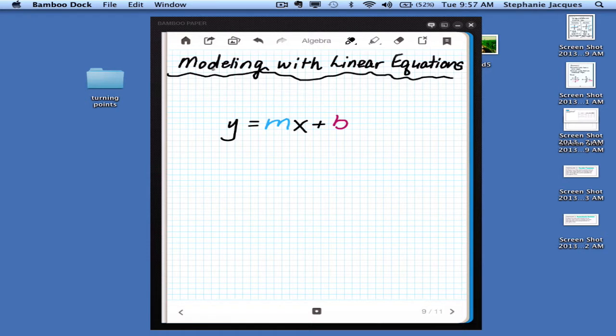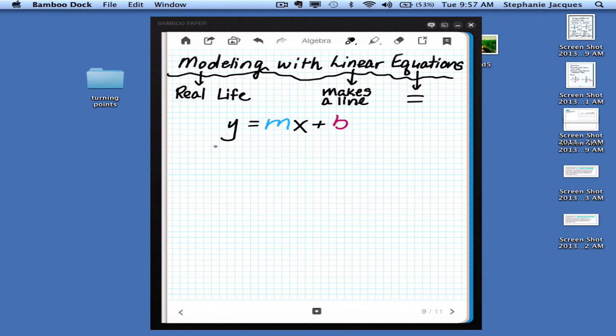So let's look at modeling. Modeling does not mean you're walking down a runway with cool clothes. Modeling is going to mean real life situations. So we're going to be in real life here. Linear, remember that word line in there, makes a line. And equations are anything with an equal sign.